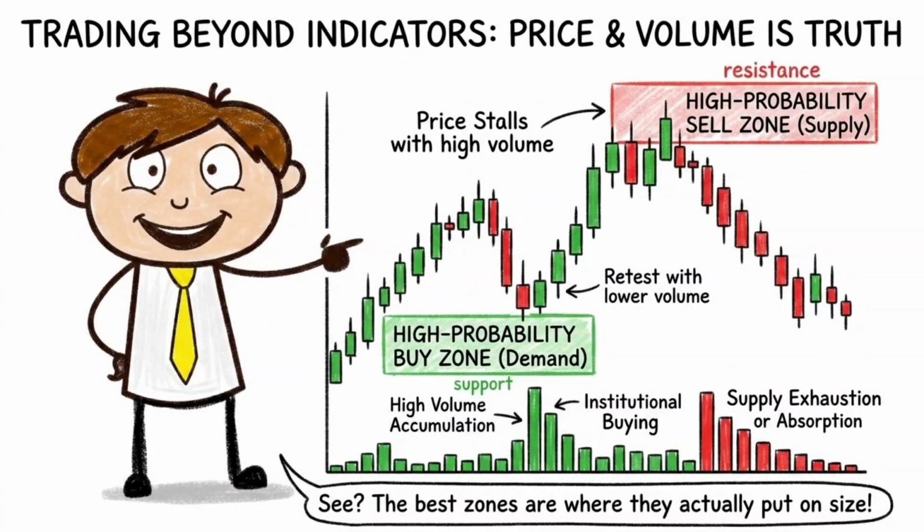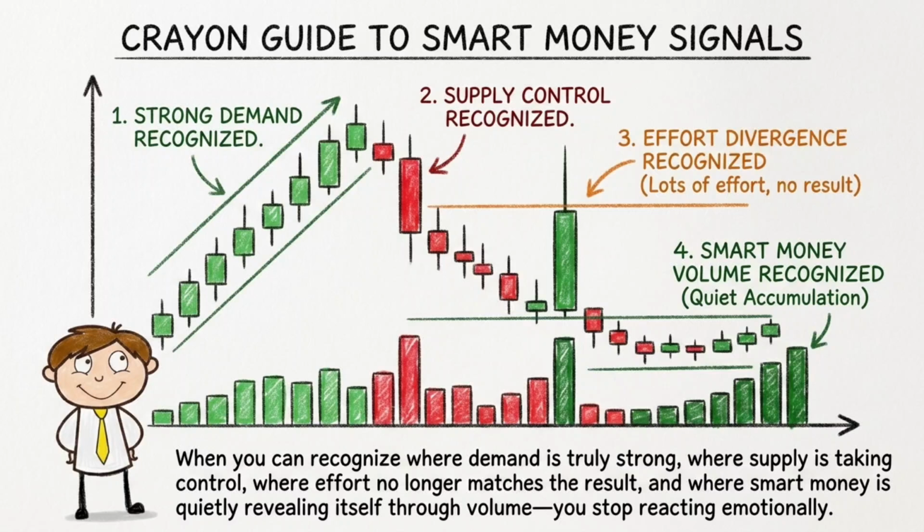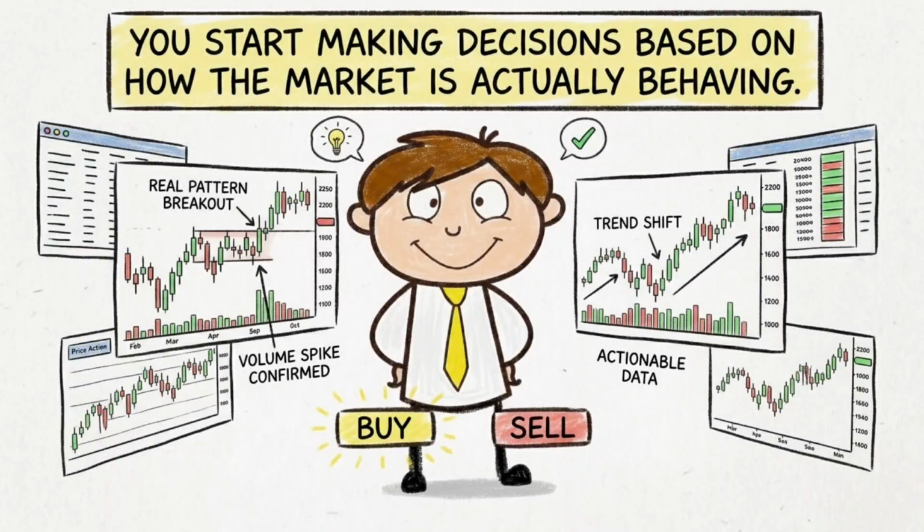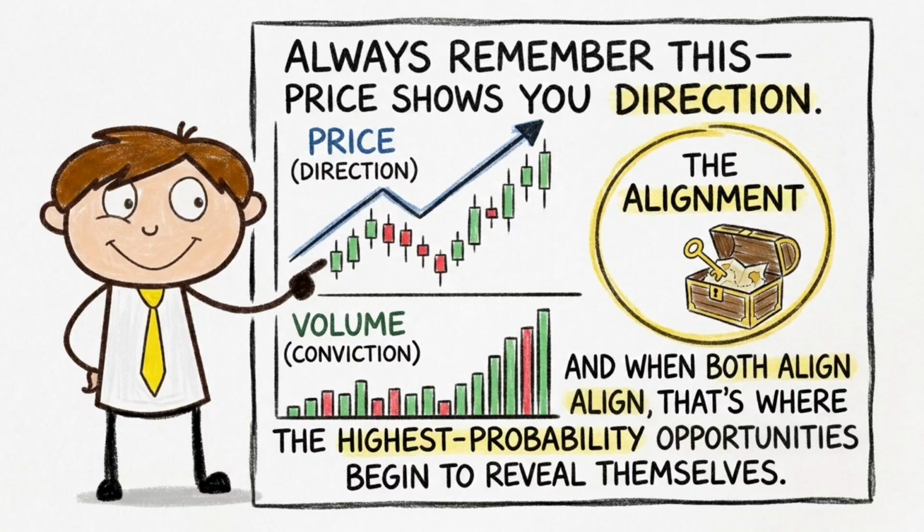And that brings everything together. High probability buy and sell zones don't come from indicators. They come from understanding how price and volume work together. When you can recognize where demand is truly strong, where supply is taking control, where effort no longer matches the result, and where smart money is quietly revealing itself through volume, you stop reacting emotionally. You start making decisions based on how the market is actually behaving. Always remember this: price shows you direction, volume shows you conviction, and when both align, that's where the highest probability opportunities begin to reveal themselves.